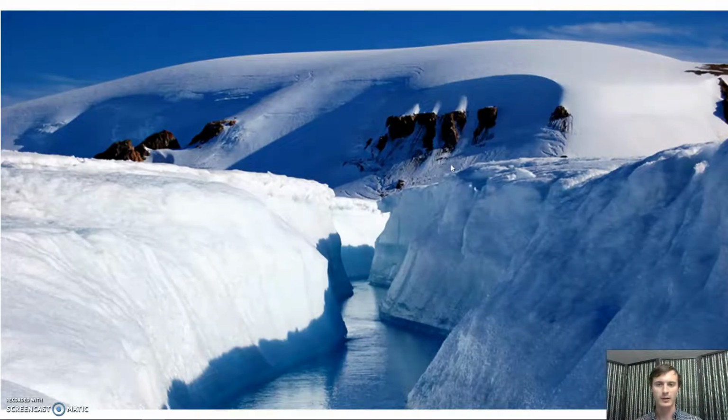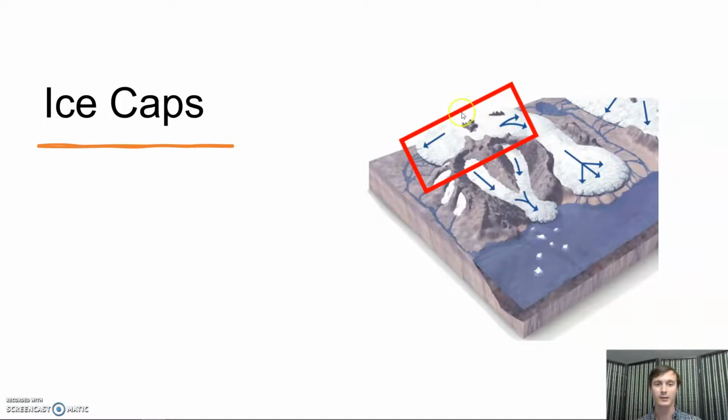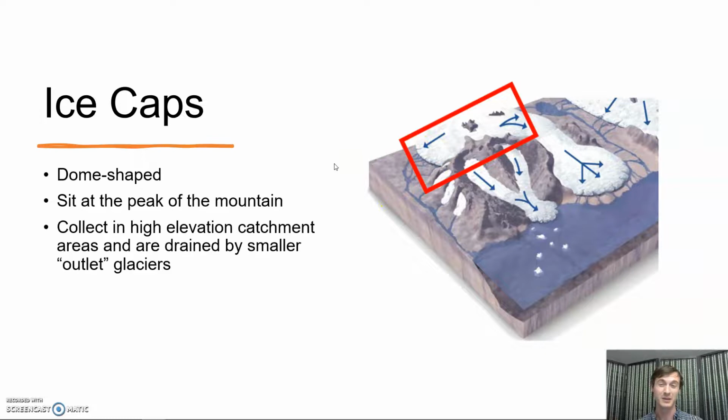Alright, now what are we looking at in this image here? Well, this actually is going to be the very top of our mountain here. And even up above, right, capping the mountain, so to speak, is going to be what is called an ice cap, right? So this is going to be our original source for all of these other glaciers, valley glaciers, fjords, as we'll see, Piedmont glaciers, all of the other outlets. Tend to be more dome-shaped. This is going to be at the very peak of the mountain, and they tend to collect in these high elevation catchment areas, get a lot of snow, and drain into the outlet glaciers.